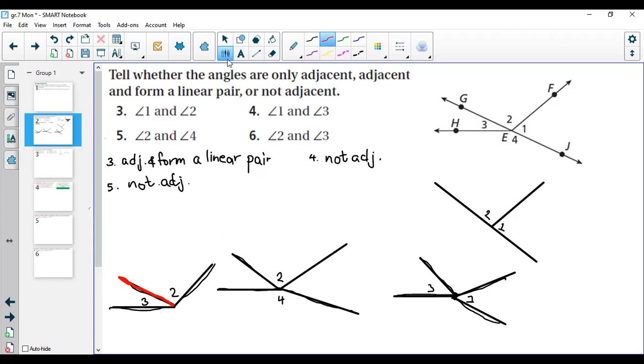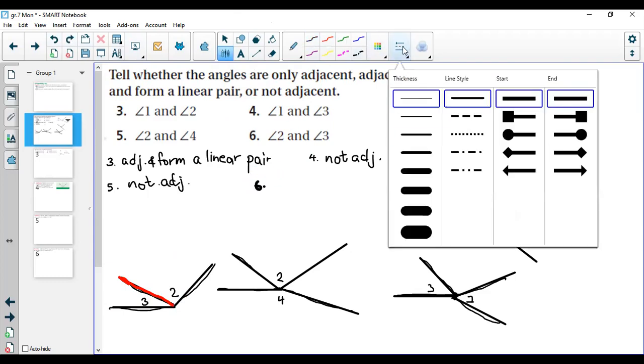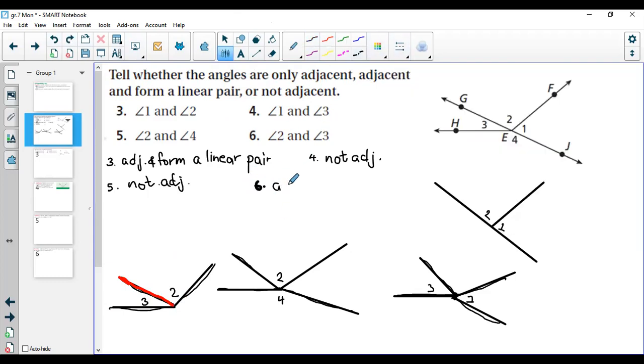So that means it is adjacent. So we could say angle 2 and 3 are adjacent, but are they linear? Are they making a straight pair of lines? No, they are not making a straight pair of lines. So we can say it is only adjacent. This is how you would classify the angles according to adjacent, linear, or not adjacent. Okay, let's move on with the lesson now.